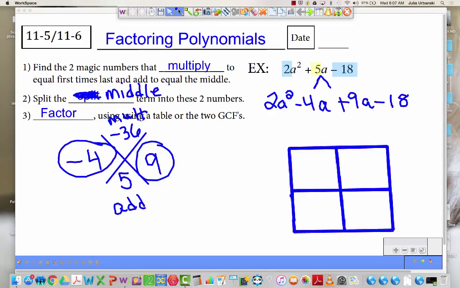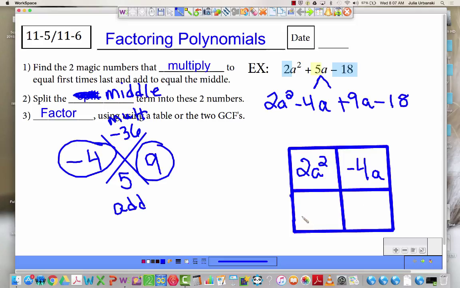2a squared. And then we put the minus 4a. And then we put the plus 9a. And then we put the minus 18. Like I said, there are other ways to factor it. But this way is a way, and I do know that it takes a little bit more writing. But it takes less guessing and checking and erasing and trying again.